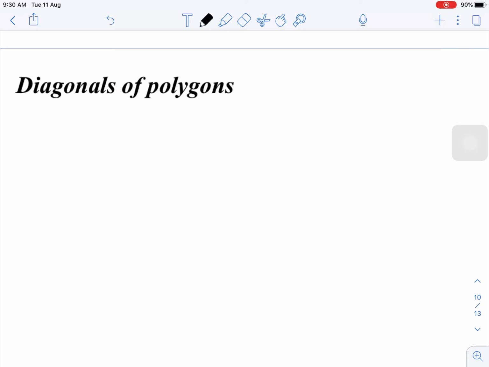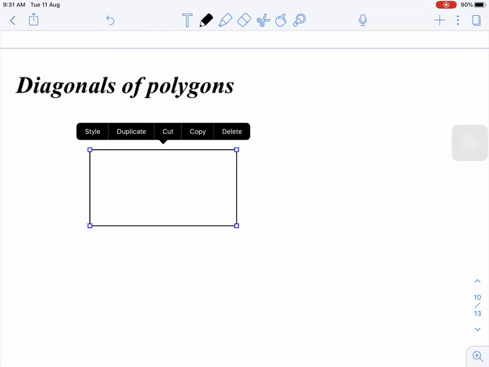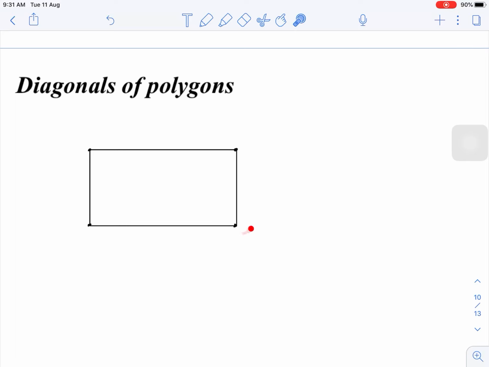Diagonals. Let us consider a polygon with four sides. Here we have a polygon with how many sides? Four sides. It has four different points, that is, vertices 1, 2, 3 and 4. This is our first vertex, second, third and fourth. Let me name these vertices for our convenience: A, B, C, D.